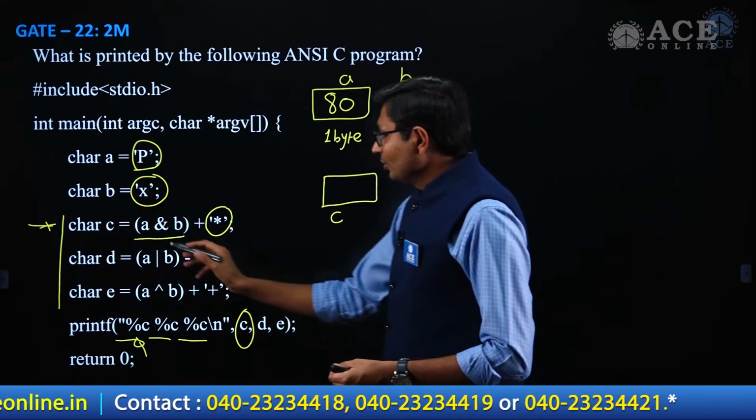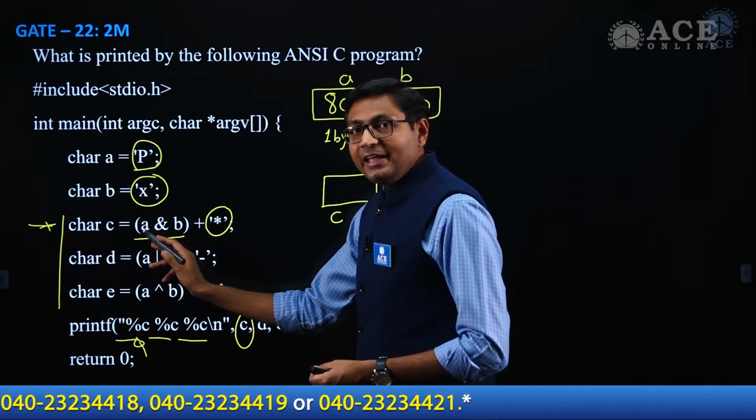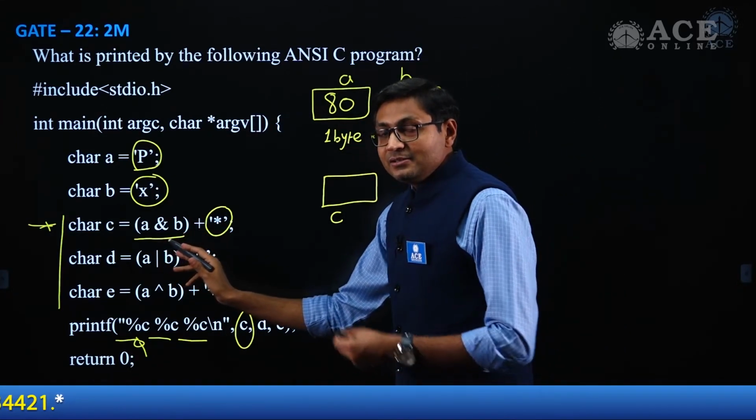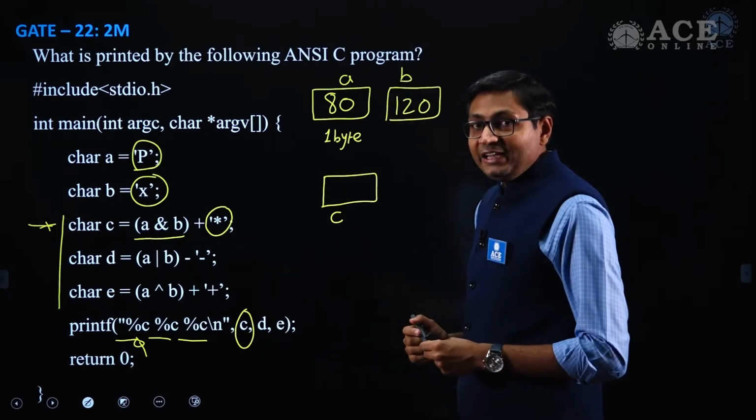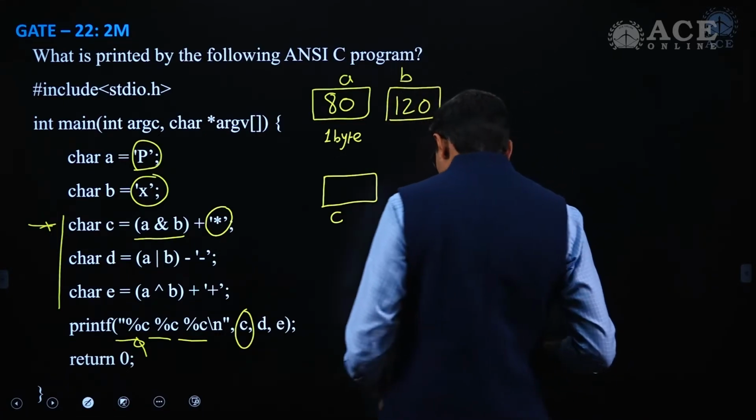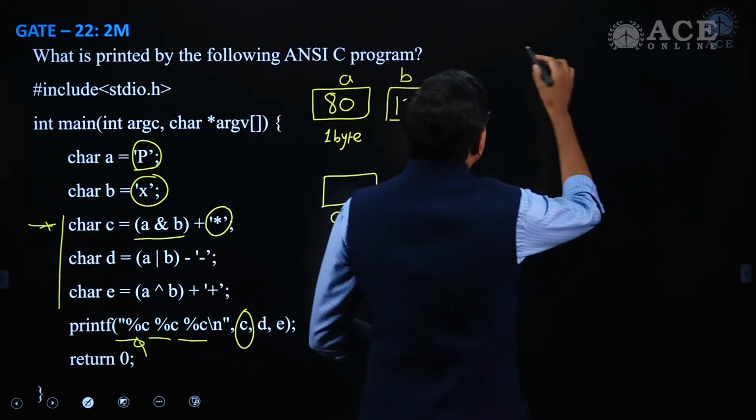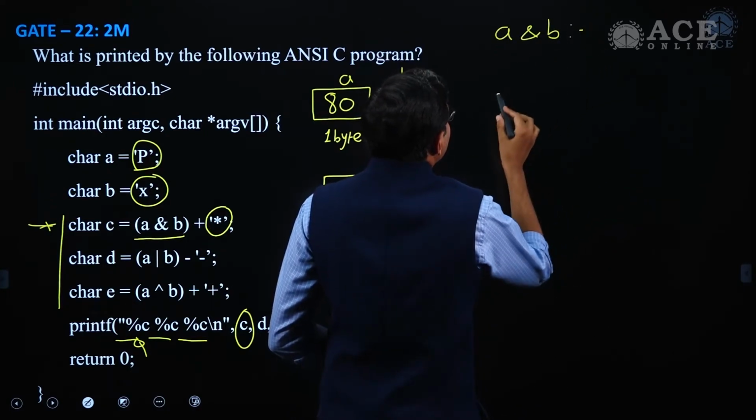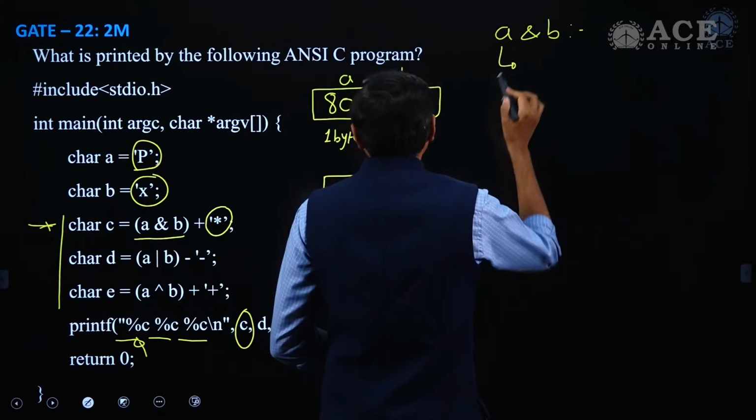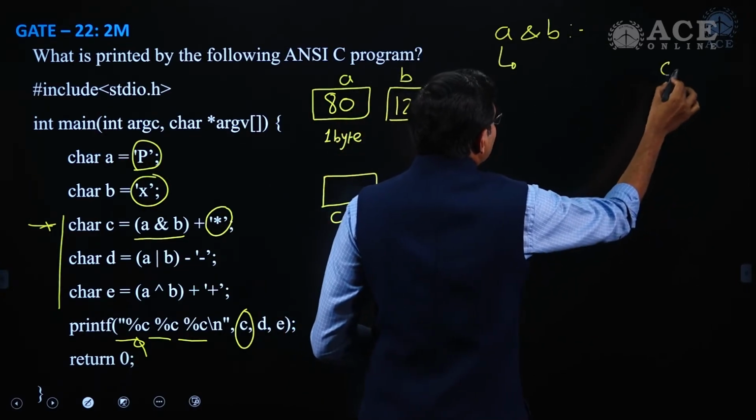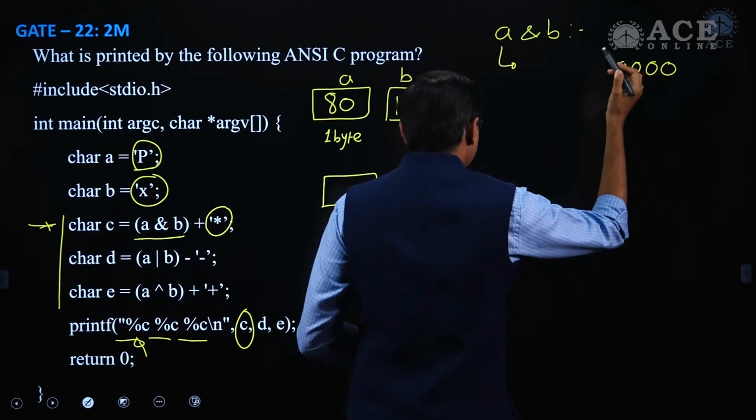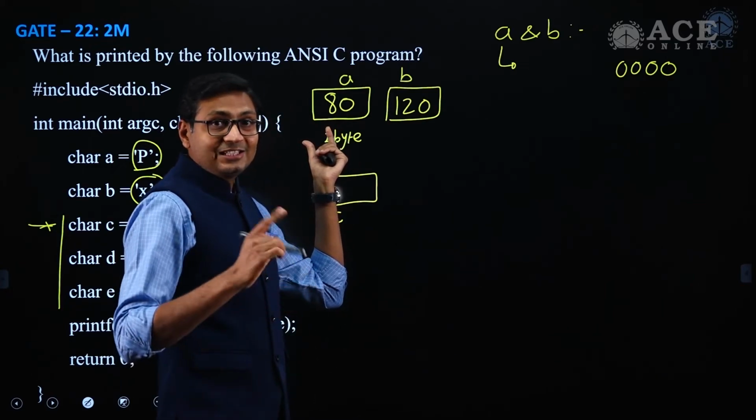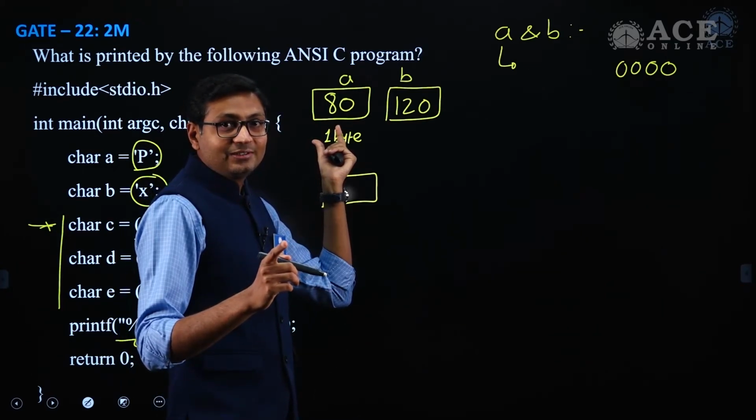Alright, so let's first do A. What is A? 80. For bitwise AND, we have to write the binary pattern of 80, right? Let's calculate A and B first. So what is the binary pattern of A, that is 80? It is 0, 0, 0, 0. 80 is nothing but 64 plus 16.